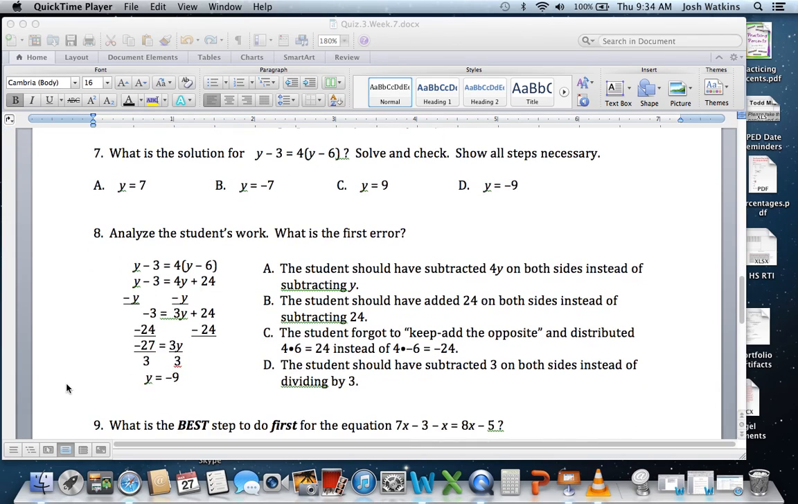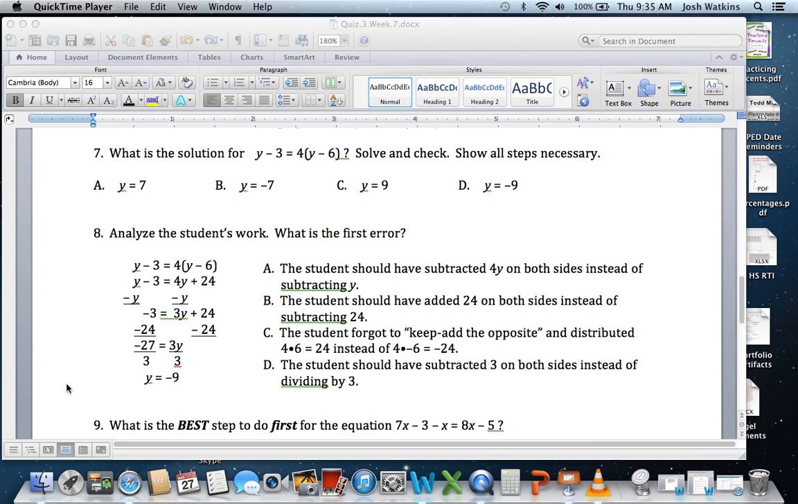For number 8, analyze the student's work, and again, what is the very first error that they make? So look at the equation and it being solved there to the left, and then choose the very first error that the student makes.